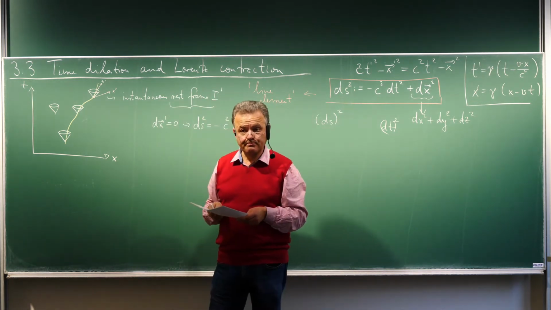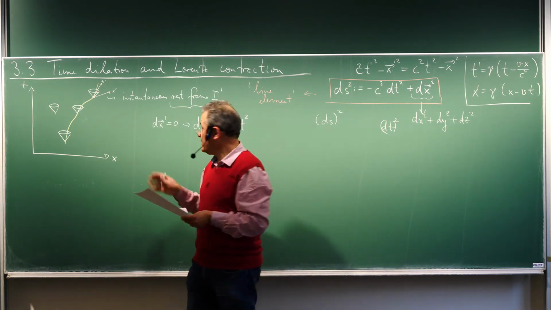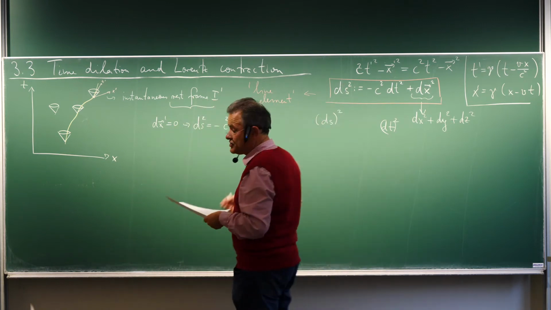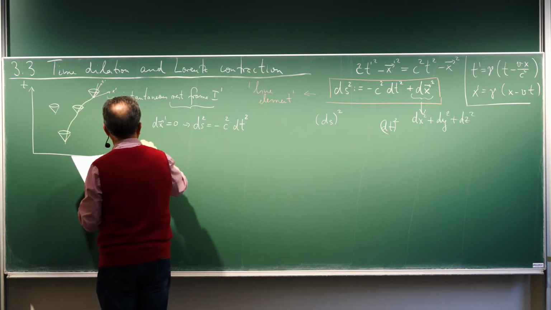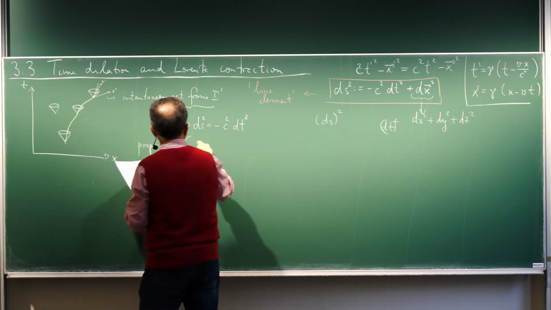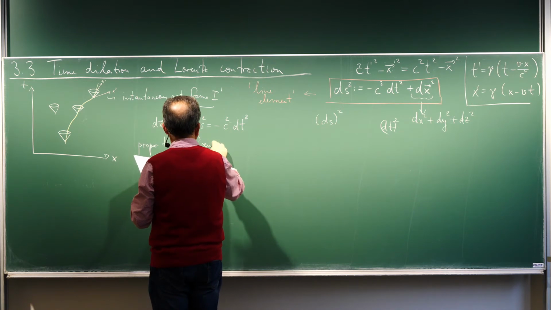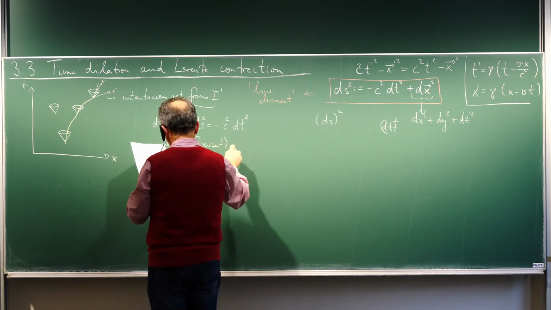So we can introduce a proper time, tau, by the following. So ds squared has the dimension of a length squared, but we can define the proper time. So in German it's Eigenzeit, that's what Einstein also used, tau.